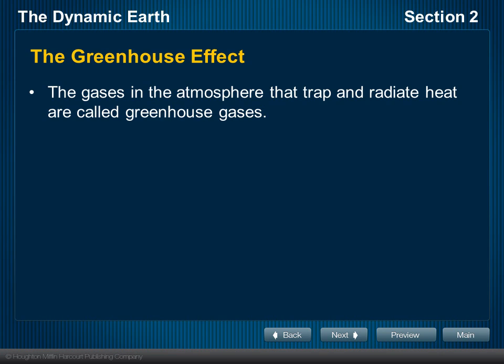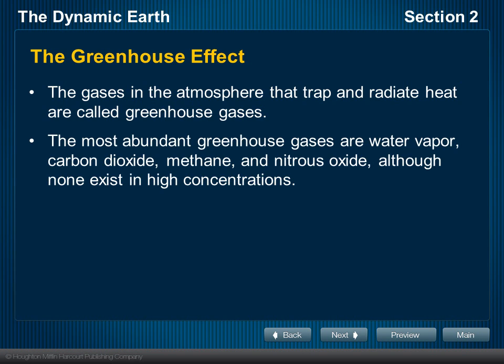The gases in the atmosphere that trap and radiate the heat, the gases that in our example would be the glass or the plastic that make up the walls and the roof of the greenhouse, those are called greenhouse gases. The most abundant greenhouse gases are water vapor, carbon dioxide, methane, and nitrous oxide. None of those exist in high concentrations. Remember, guys, all of those fall into that 1% piece of the pie.